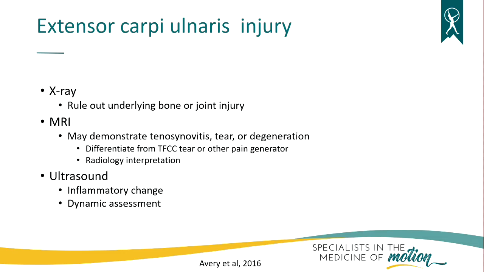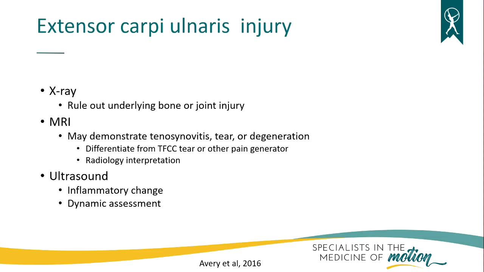X-ray is useful to rule out competing etiologies, such as a fracture, but an MRI may be more useful for an ECU tendon injury that you think might be more than just a mild tendinitis. You may see tenosynovitis, a degenerative tear, or injury to the actual ECU subsheath.